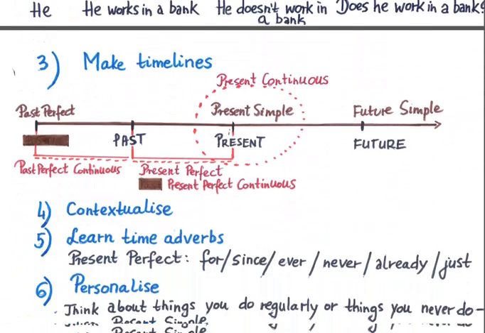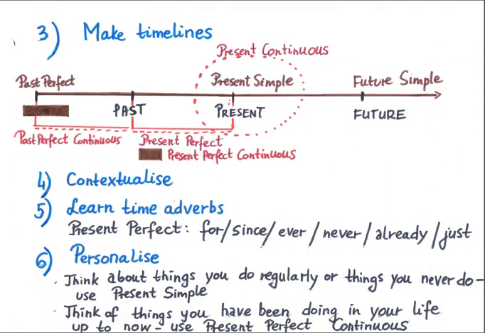Tip number 3. Make timelines. Timelines will help you locate different tenses in time. It's very helpful to see how the tenses look on a timeline together. Look at my example timeline. The line says present in the middle, future on the right, and past on the left. Here's where simple tenses are located: present simple, future simple, and past simple.